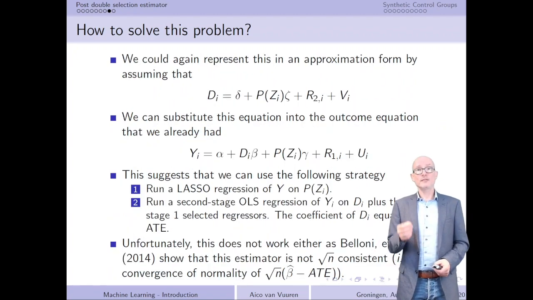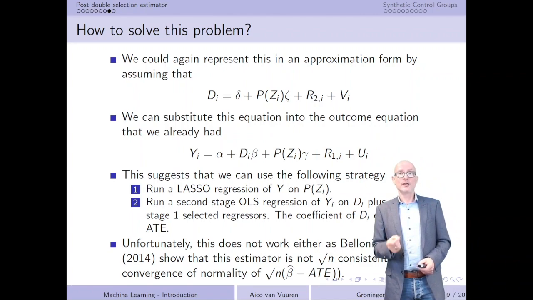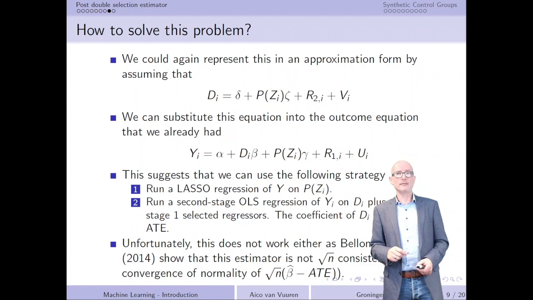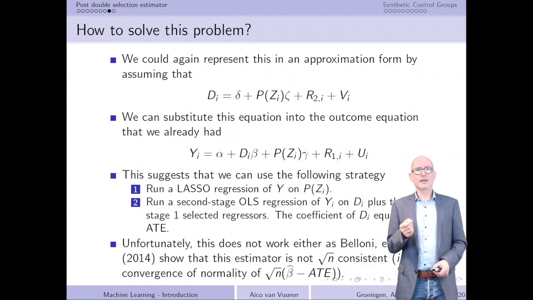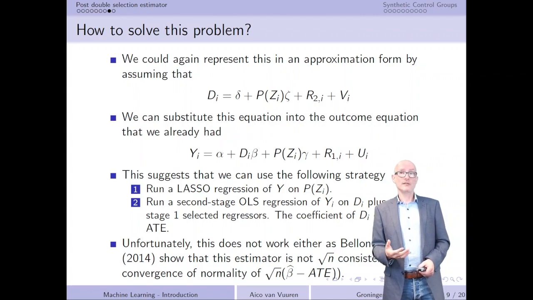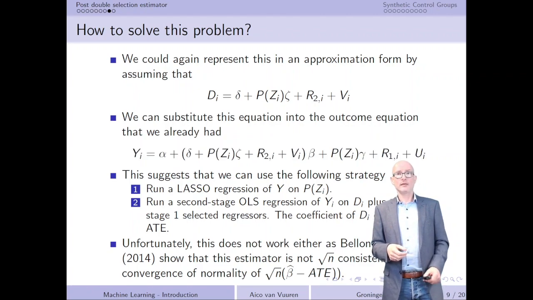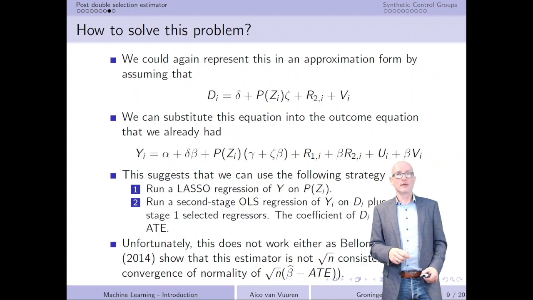Now what we can do is substitute this regression equation into the regression equation that we already had. Remember that we already had this regression equation, YI is equal to alpha plus DI beta plus PZI gamma plus r1i plus UI. And what I can now do is substitute it into the regression equation on the first line. If we do that, we get this specification over here. Then the next thing I can do is get rid of the parentheses. That implies that I get delta multiplied by beta, I get PZI zeta multiplied by beta, and also r2i and VI are multiplied by beta. This finally gives me this relatively simple regression equation.